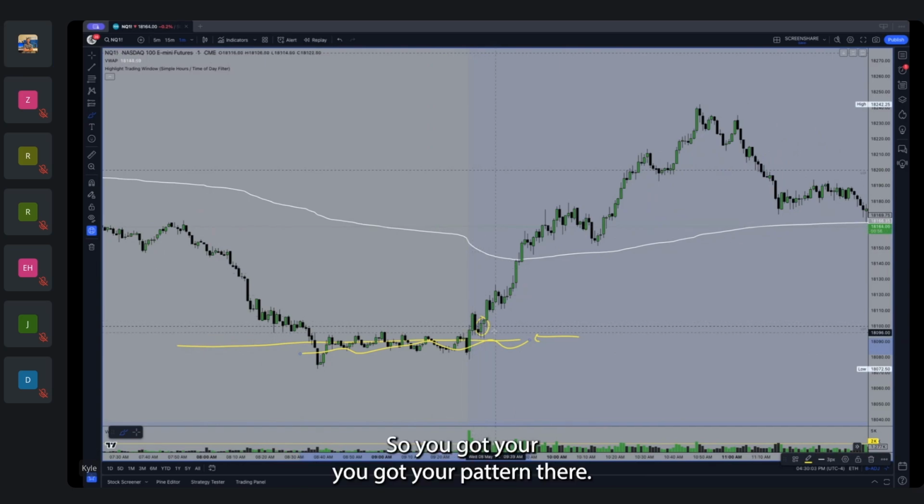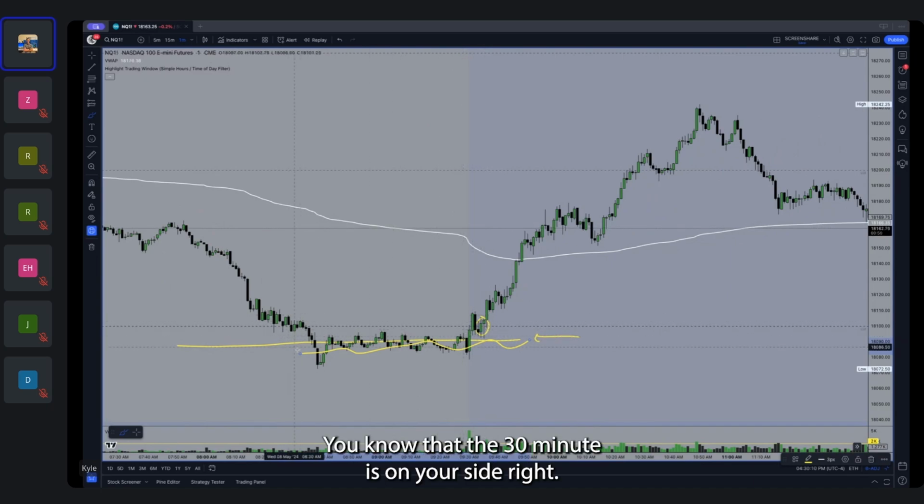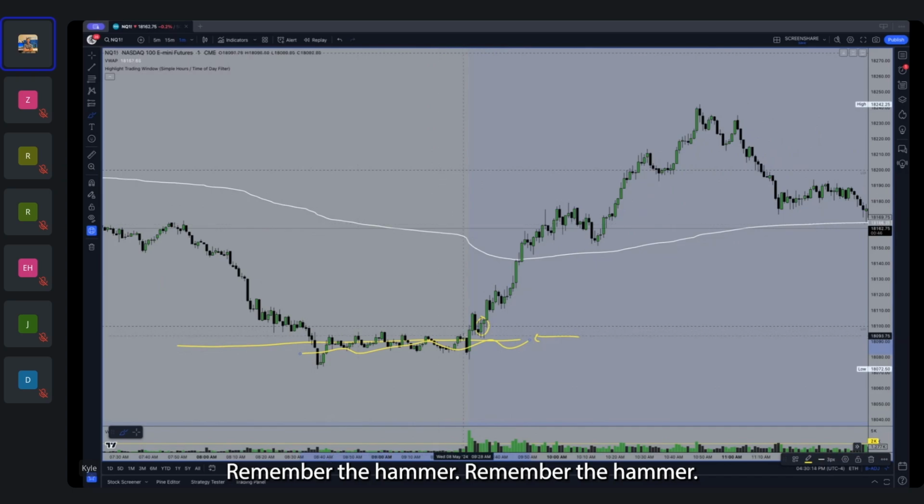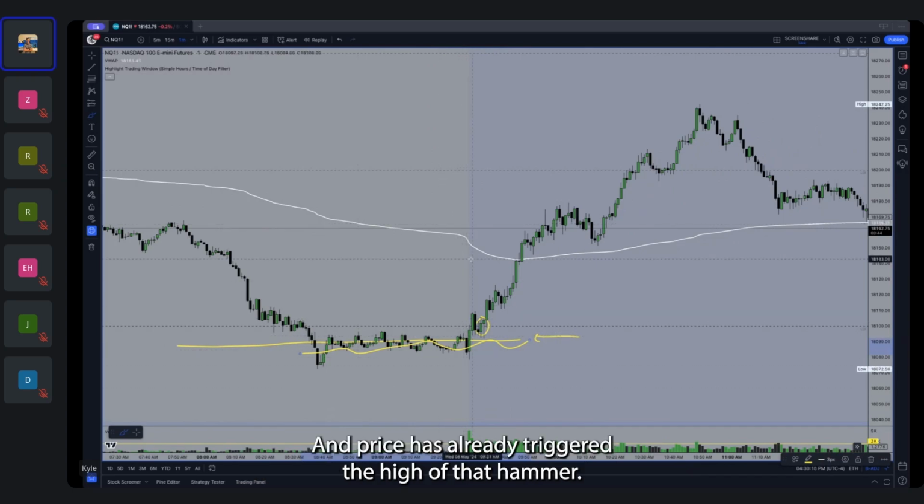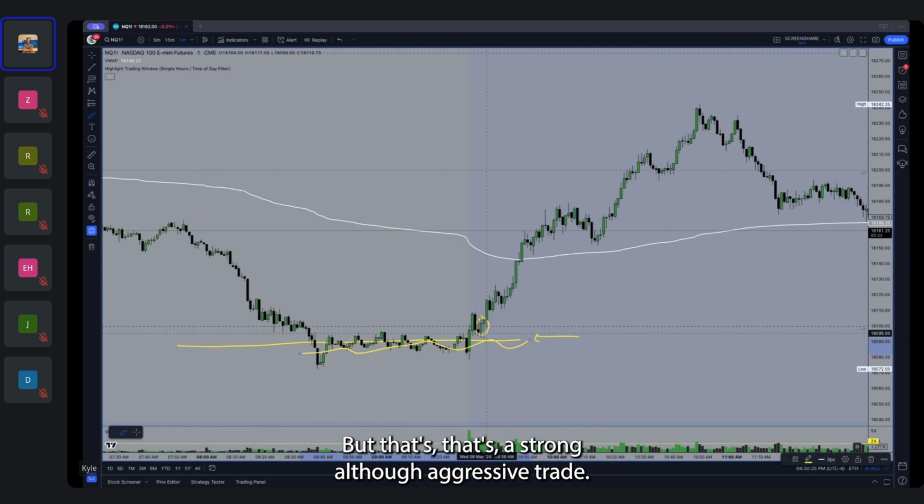So you got your pattern there. It's a nice tight stop, higher low. You got your level of interest. You know that the 30-minute is on your side, right? Remember the hammer, and price has already triggered the high of that hammer. So a really good entry right through here, which I was not involved with personally, but that's a strong, although aggressive, trade. So if you caught that or you're thinking about that, very good, right?